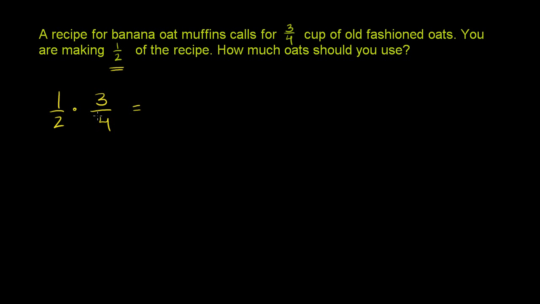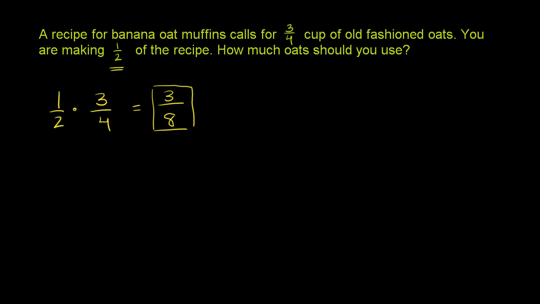And this is equal to, you multiply the numerators. 1 times 3 is 3. 2 times 4 is 8. And we're done. You need 3/8 of a cup of old-fashioned oats. And let's visualize that a little bit, just so it makes a little bit more sense.